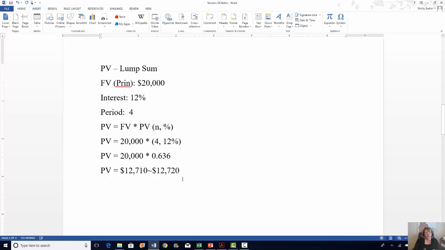And this is great too. If you want $20,000 in 4 years and the bank's going to pay you 12%, if you put $12,710 in today, in 4 years you'll have $20,000. That's pretty cool, right? Yeah.